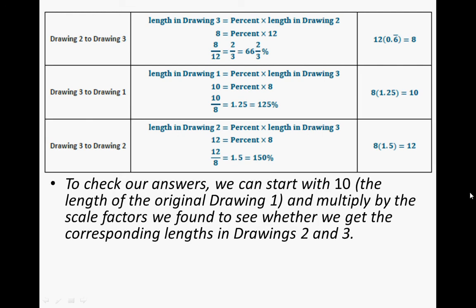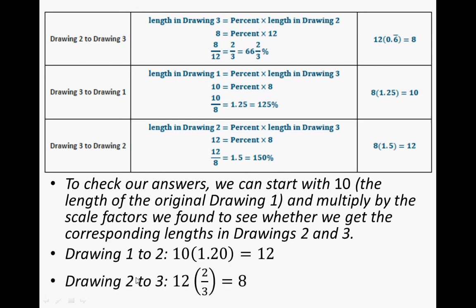So to check our answers, we start with 10, the length of the original drawing, and multiply the scale factors we found to see whether we get the corresponding lengths in drawings 2 and 3. So drawing 1 to 2, 10 times 1.20 is 12. And drawing 2 to 3, 12 times 2/3 is 8.